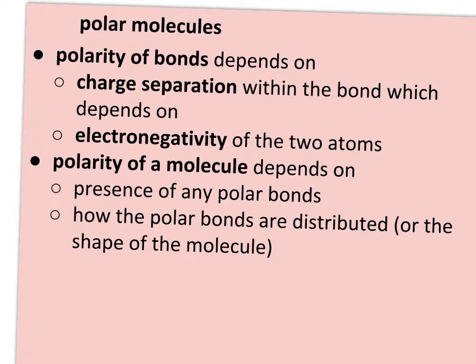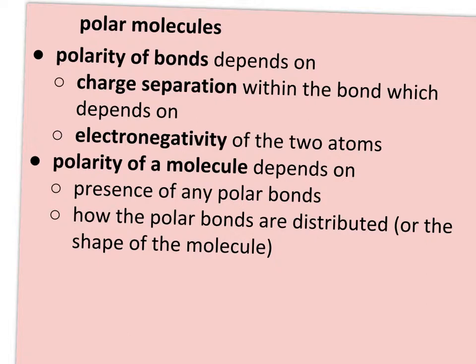And remember, the polarity of a bond depends on the charge separation within the bond. So whether or not there's a positive end and a negative end to the bond. And that depends on the electronegativity of the two atoms. If one atom is more electronegative, it will have a greater attraction for that bonding pair, and that bonding pair will spend more time closer to that stronger atom.